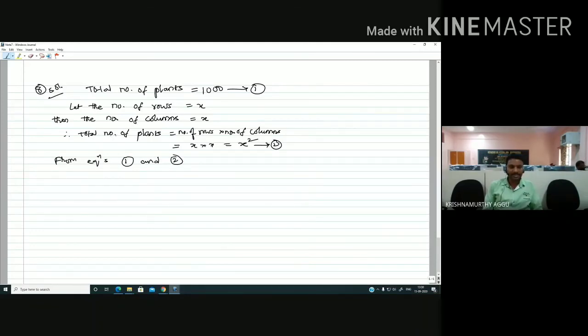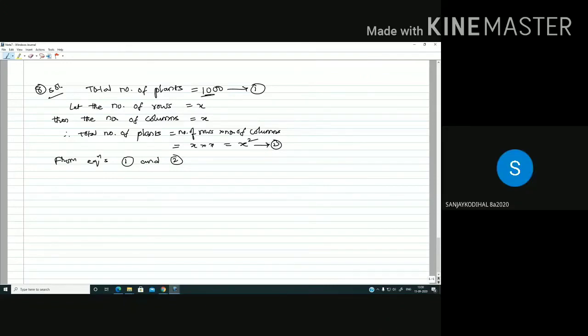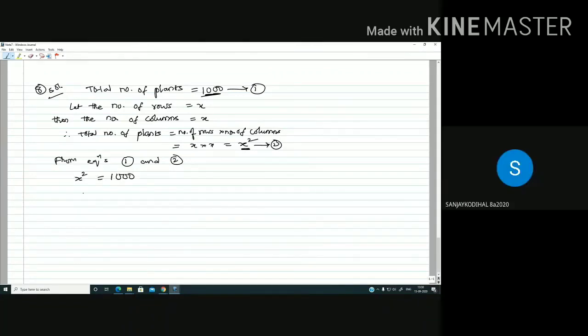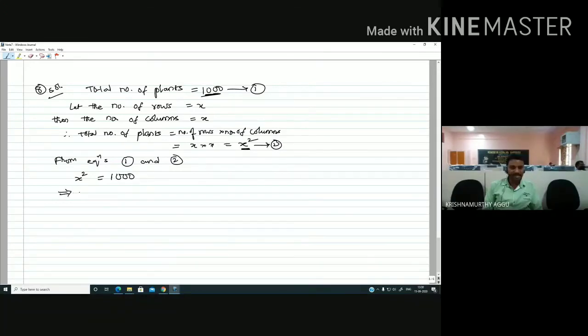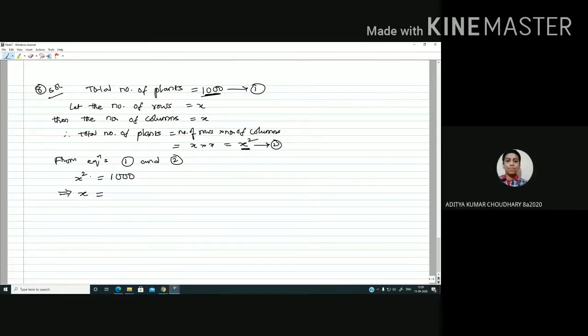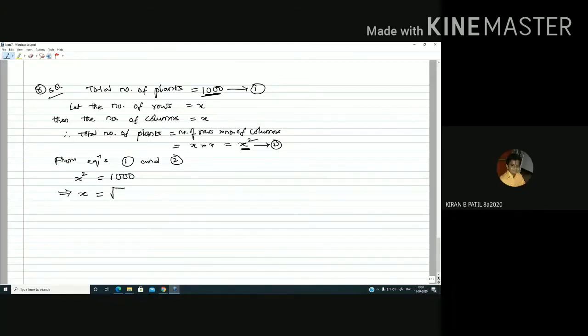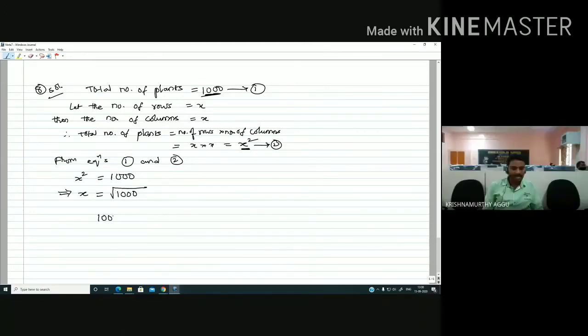This is the number of plants. This is also the number of plants. So x square is equal to the actual number, 1000. So we can write x square is equal to 1000. If you transpose from one side to another side, x is equal to square root of 1000. You need to find out the square root of 1000 by the long division method.